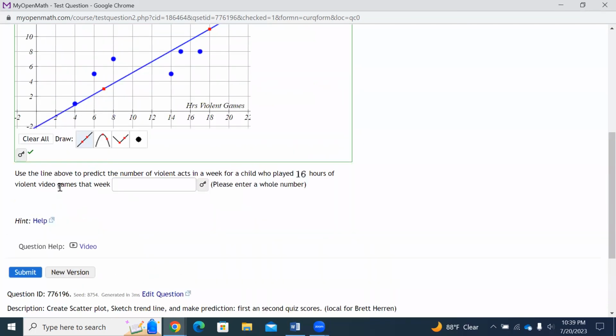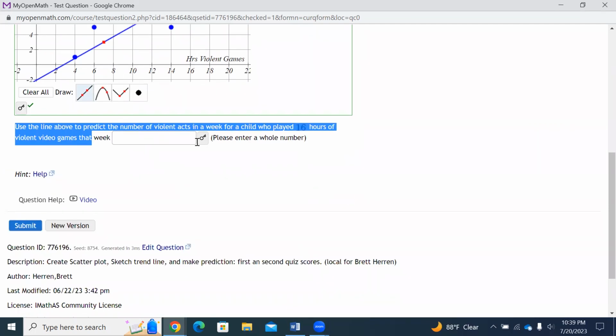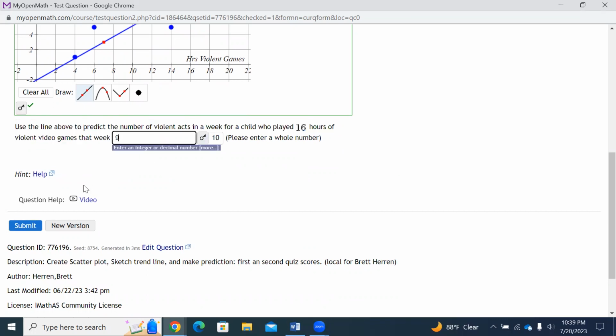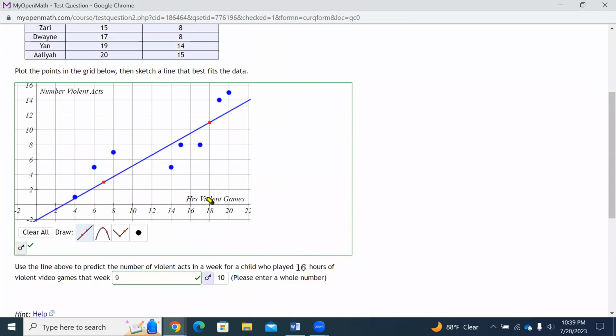And then finally down here, it says, use the line to predict the number of violent acts in a week for a child who plays 16 hours of violent video games. So if a child plays 16 hours, that'd be right here. I said use the line, right? So go up to the line. How high are we? Let's see, go over here. Oh, I don't know, 9 or 10, close to 10. Is it 9 or is it 10? I think it'll take either one. What does it say? Yeah, 10. It'll take 9 also. Watch, I'll type in 9 and submit. It'll take 9 or 10. Either of those is a good answer.